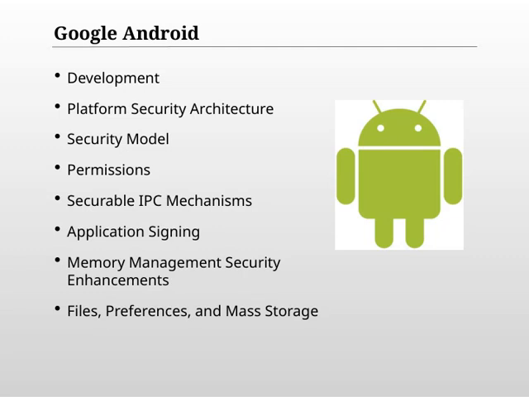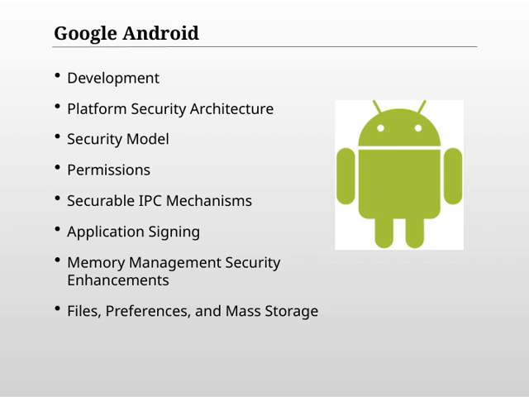Now, let's take a closer look at the security architecture of the Google Android development platform. At its core, Android's security model is designed to protect both the system and user data through multiple layers of safeguards. One of the fundamental components is the permission system, which controls how apps access sensitive features and data. This ensures that apps only do what they are explicitly allowed to do.